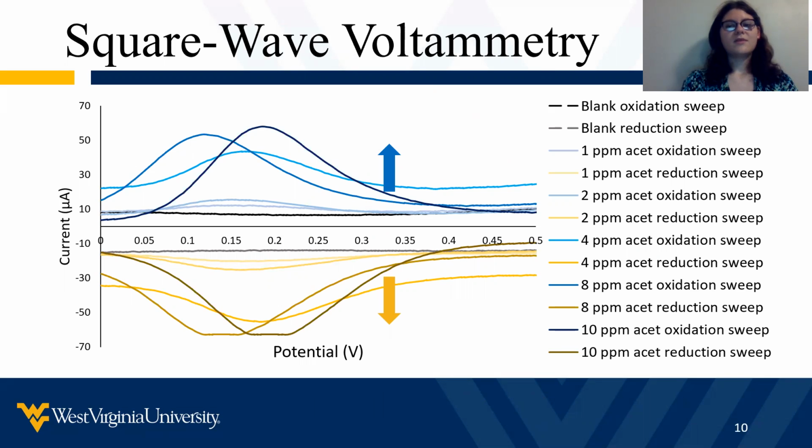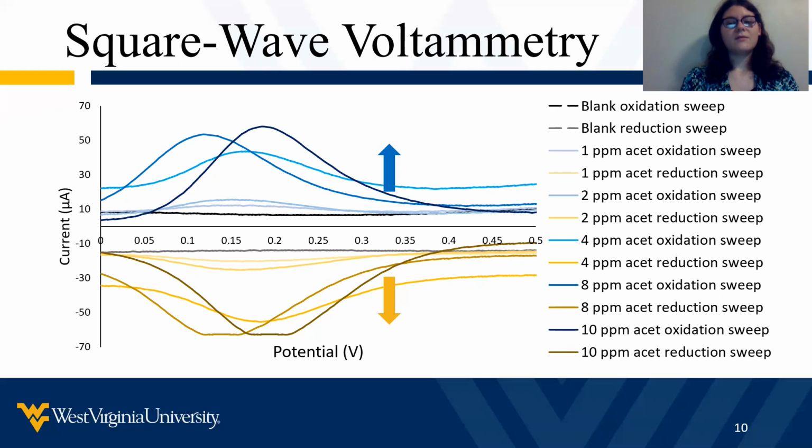Next, we needed to develop the actual method. We use square wave voltammetry for this because square wave voltammetry tends to be highly sensitive and very fast. We looked at blank buffer, which had no acetaminophen added, in a range of concentrations. Due to instrumental limitations, we did run one scan to increase the potential and look for the oxidation peak, and then a second scan in the opposite direction to see the reduction peak.